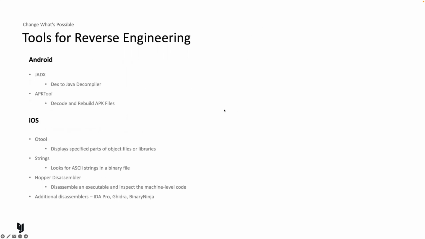Tools for reverse engineering. By no means is this an exhaustive list. There are other options, other tools depending on what people like to do. For Android, there's a lot less because there are some really good tools. JADX being one, which is just a Dex to Java decompiler. APK tool, you can decode and rebuild APK files. There are things like dex2jar and JD-GUI. Those are kind of outdated as JADX came into play. That one's just better for the most part.